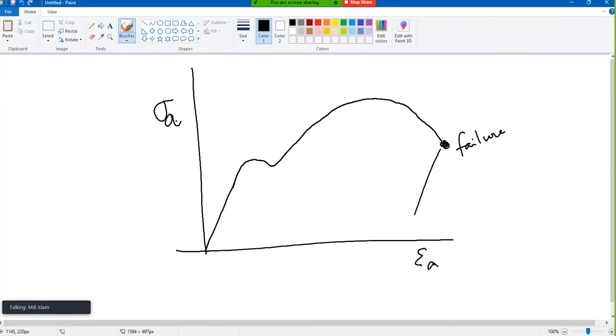Now why this curve? You can see the initial portion is linear. I'm writing here linear. Okay, give names O A B C D E. I am giving names so that we can talk better. So what is O and A?